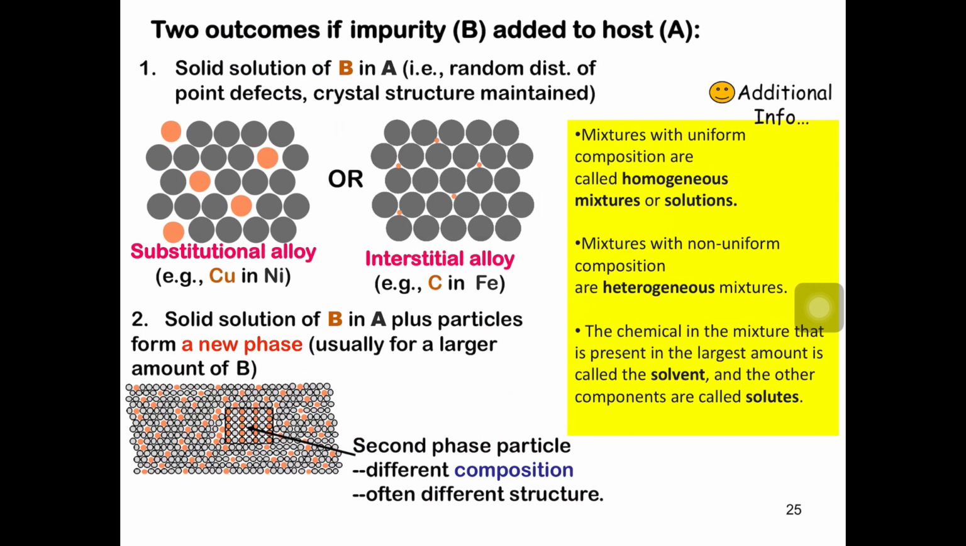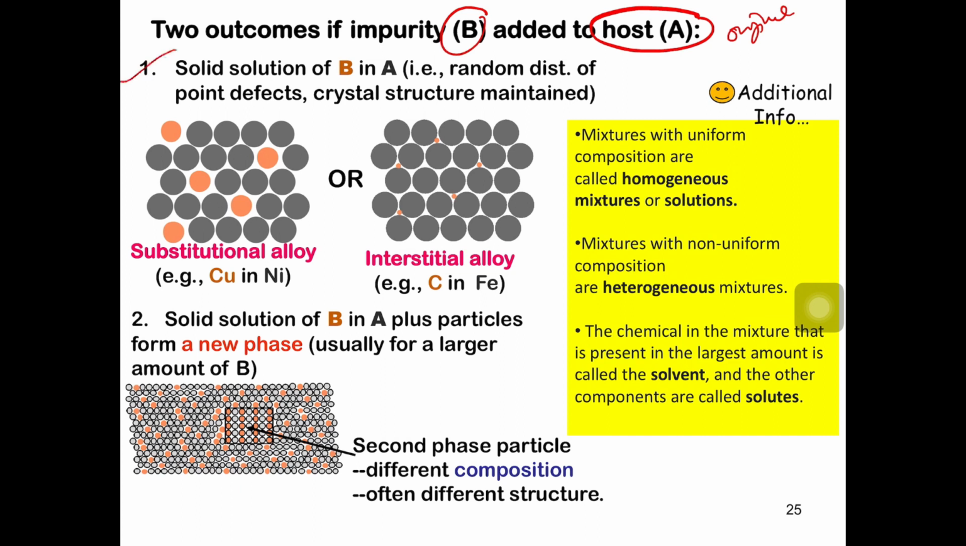So there are two outcomes if impurity B is added to the host A. Host A means the original atom, and impurity B is added. The first one is a solid solution of B in A: random distribution of point defects, and the crystal structure is maintained.